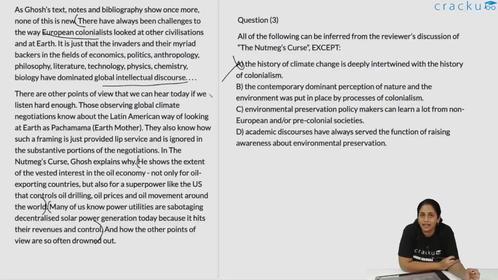Earlier, we had a better relationship with Earth. The mindset that I have to exploit everything from Earth was spread by European colonialism. This is the European colonialist view of Earth. So this is also true.